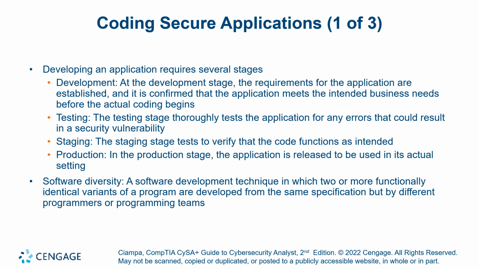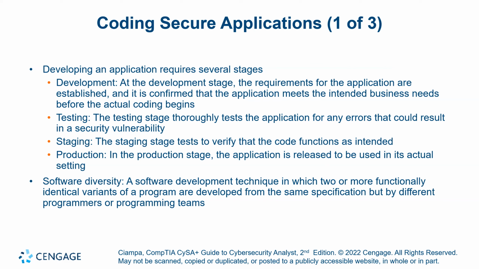Coding secure applications. Developing an application requires several stages. Development: at the development stage, the requirements for the application are established, and it is confirmed that the application meets the intended business needs before the actual coding begins. Testing: the testing stage thoroughly tests the application for any errors that could result in a security vulnerability. Staging: the staging stage tests to verify the code functions as intended. Production: in the production stage, the application is released to be used in its actual setting.